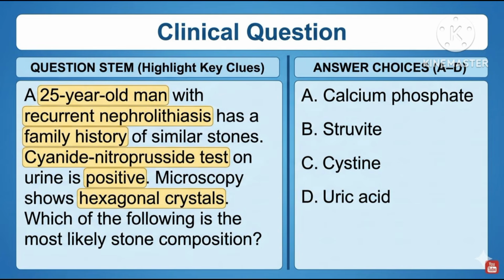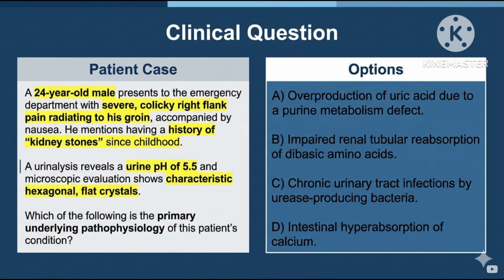Read this question stem. A 25-year-old man with recurrent kidney stones, cyanide nitroprusside test is positive. Hexagonal crystals on microscopy. Stone composition? Cystine. Read this question stem. A patient with severe colicky flank pain radiating to the groin, history of kidney stones since childhood, acidic pH, hexagonal crystals. What is impaired? Renal tubular reabsorption of cystine, ornithine, lysine, and arginine.